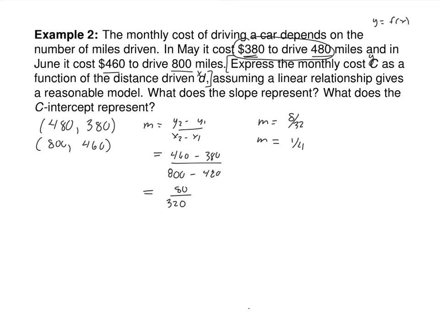Which means it costs you 25 cents per mile. Does that make sense? Okay, it's your cost per mile. And I'll get the equation of the line. So you got y minus y1 equals m times x minus x1. You can use whatever point you want. I'm just going to use the first one. So y minus 380 equals a quarter times x minus 480.